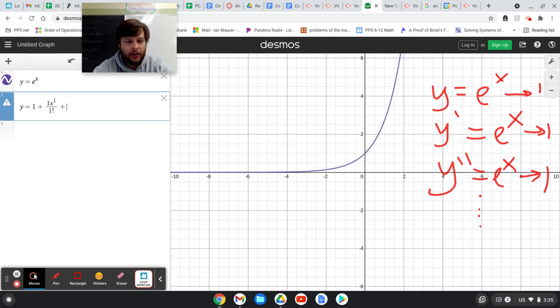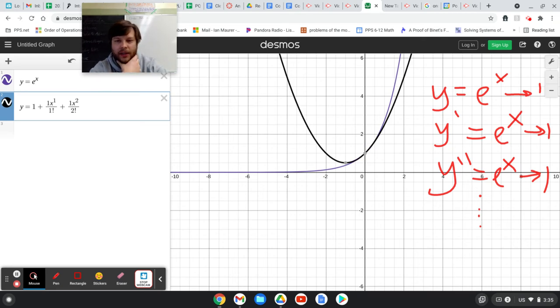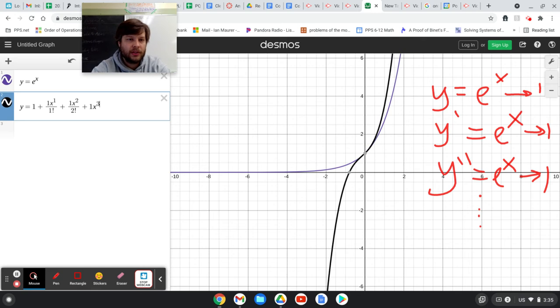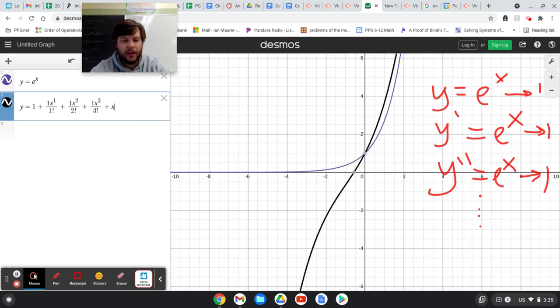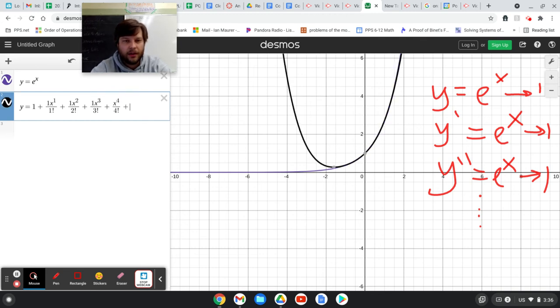Let's make it quadratic. 1x squared divided by 2 factorial. Now that parabola hugs the purple curve. It's not perfect, but there's a little bit of a neighborhood where it looks pretty good. We can get even better if we go 1x to the third divided by 3 factorial. Now that cubic is really hugging e to the x. And you can see that as I continue to add on additional terms, it gets better and better and better.